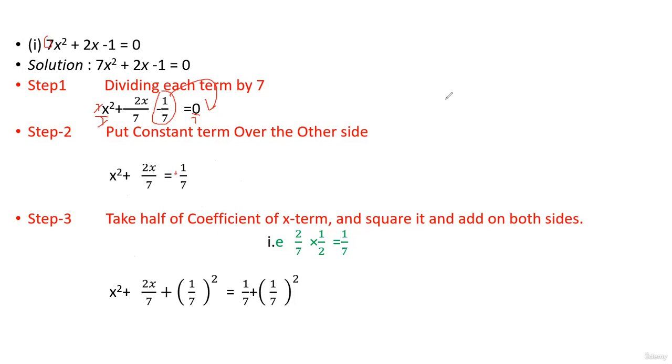Completing the square means we have the formula a squared plus 2ab plus b squared. You must have three terms in this form: a squared, 2ab, and b squared. This is completing the square, and we have to make these three terms. Now we have two terms on the left side: x squared and 2 upon 7 x. So now I will make it a square. I am taking the square outside and taking x inside. It is your a term. Now this is your 2b term.